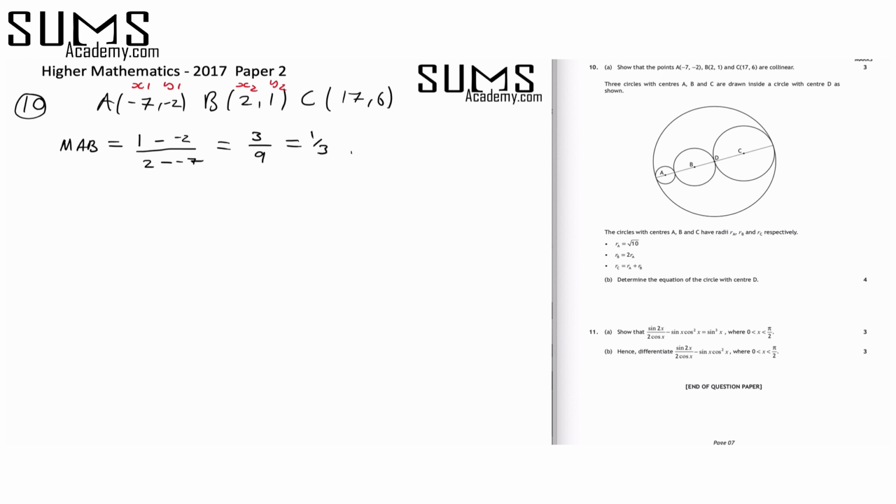Okay, so let's try the next line, which would be m from B to C. So m BC equals, and our next points are, so this now becomes x1, and that becomes y1, this becomes x2, y2. So then you have 6 minus 1 all over 17 minus 2, which is the same as 5 over 15, which equals 1 over 3.